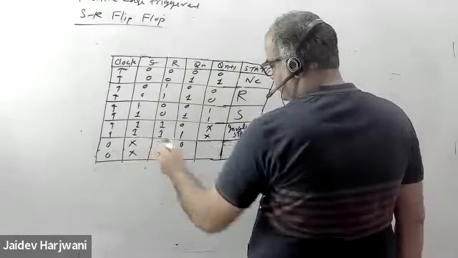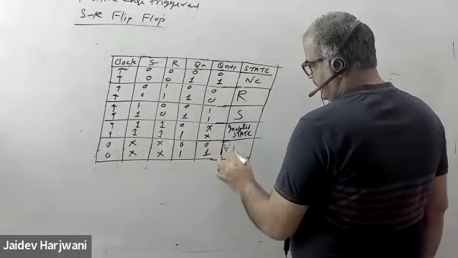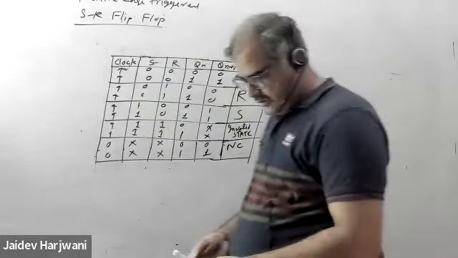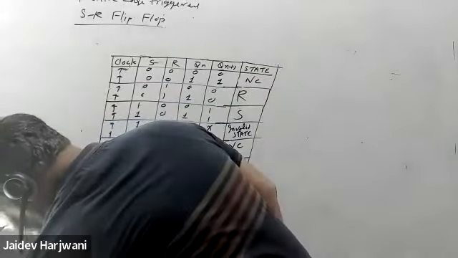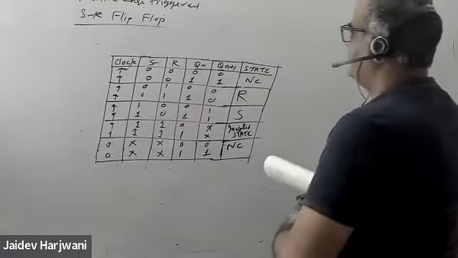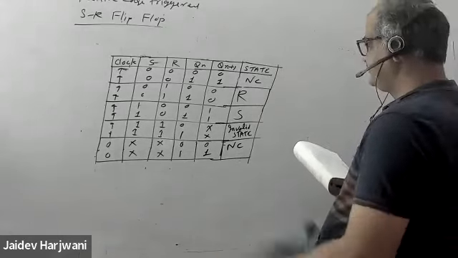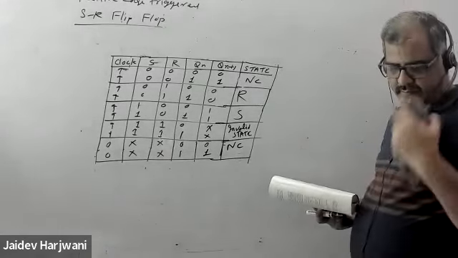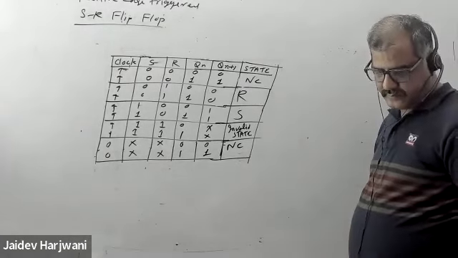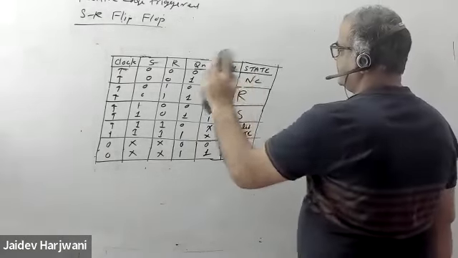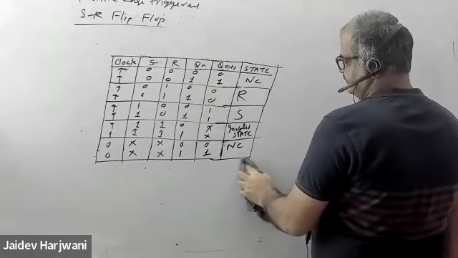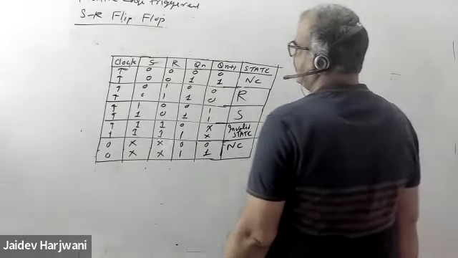And now it becomes 0 0. This becomes 0 1. Again, this is your no change condition. Okay, so let us do one problem on positive edge triggering. So shall I erase this one? Okay.